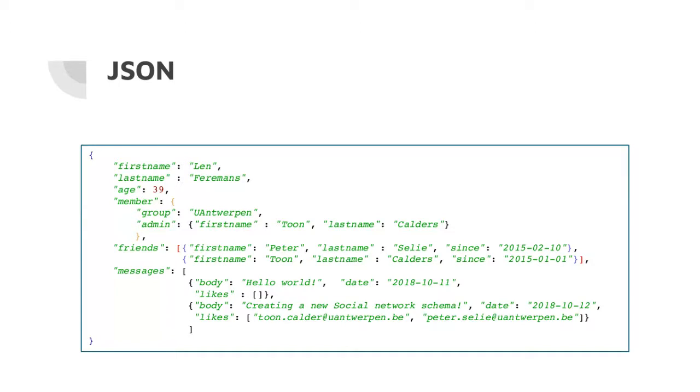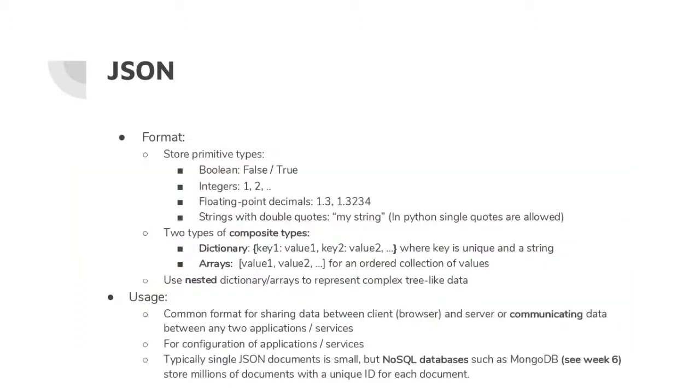Then member is a special case. Here it's nested, so again we have the curly brackets. Within the member dictionary, we have two keys, group and admin. And then within admin, we have another dictionary with keys first name and last name. So you should be able to write that yourself after some practice. It's very, very easy to describe data structures in this format.